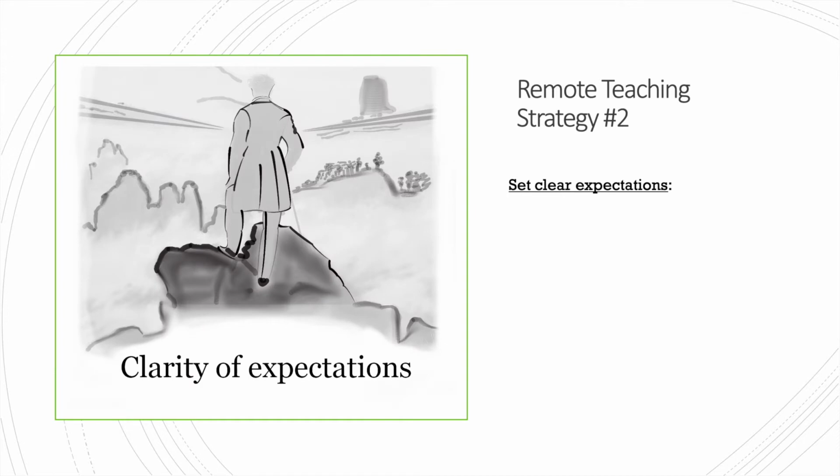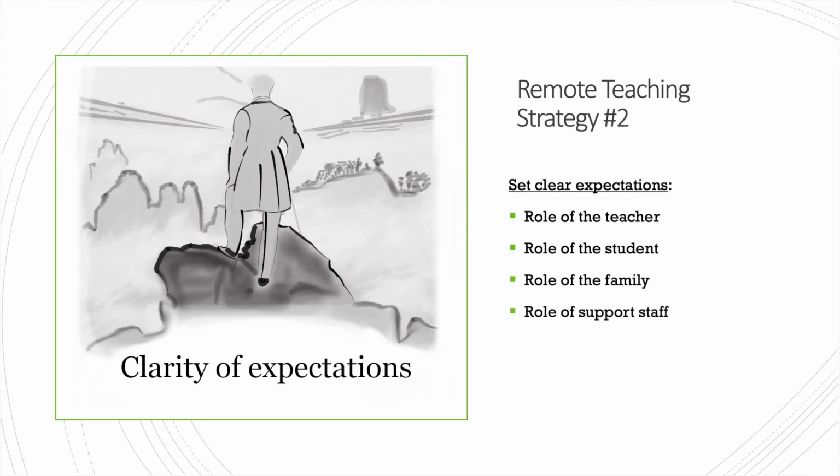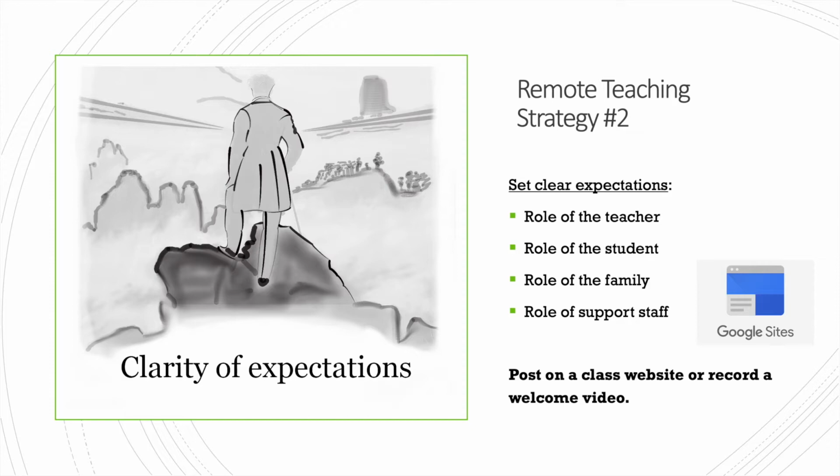The second remote teaching strategy is to set clear expectations early in the year. So you want to clearly state your role as the teacher, the role of the student, the role of the family, and the role of support staff such as paraprofessionals and also any related service providers that may be servicing any of your students. You want to post all these expectations on a class website so it can be easily referred to, or you could also record a welcome video where you're outlining all of these expectations so everyone knows what they're doing throughout this period of the school year.